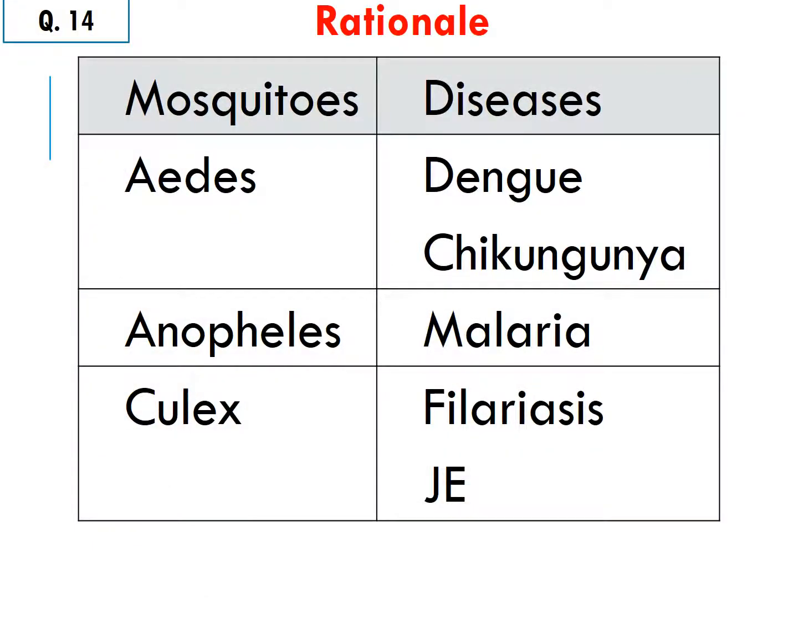Let us go for an orientation of the three major mosquitoes and their transmitted diseases. Aedes mosquitoes will cause dengue and chikungunya, so please remember Aedes dengue. Anopheles mosquito will cause malaria. Culex mosquito will cause filariasis and Japanese encephalitis.